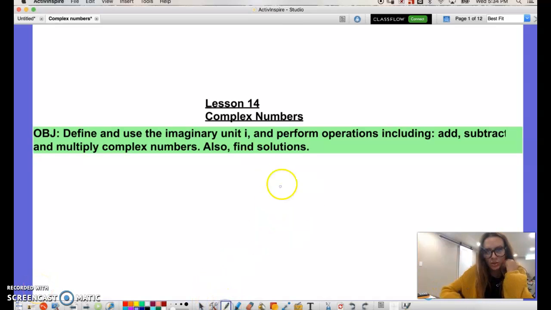We are going to be doing lesson 14, which is complex numbers, which really means we're talking about this letter I in math. So we're going to be defining and using the imaginary unit I and perform operations including add, subtract, and multiply complex numbers. We'll also be finding solutions.